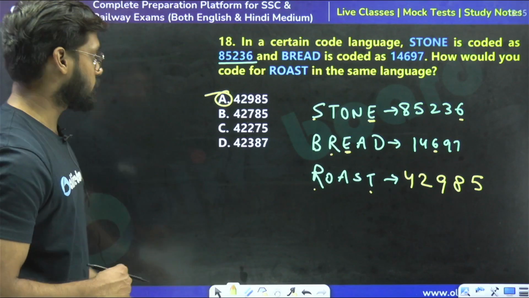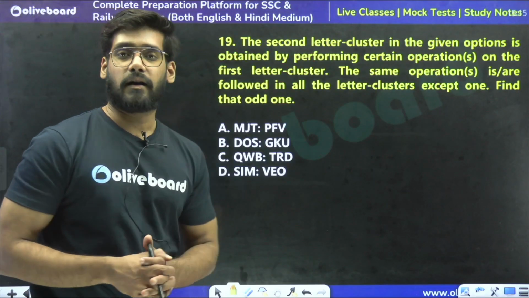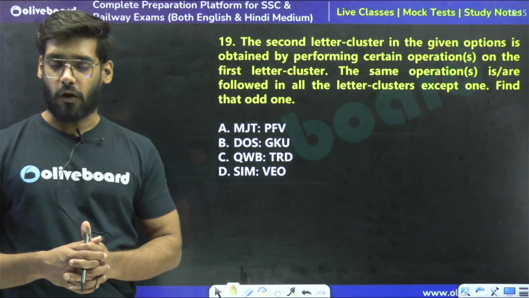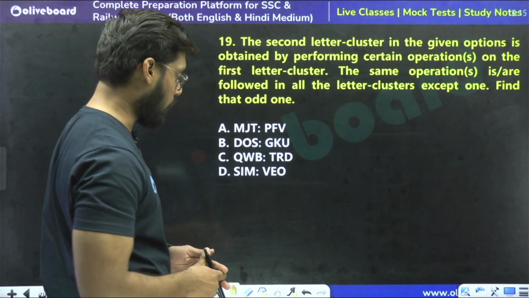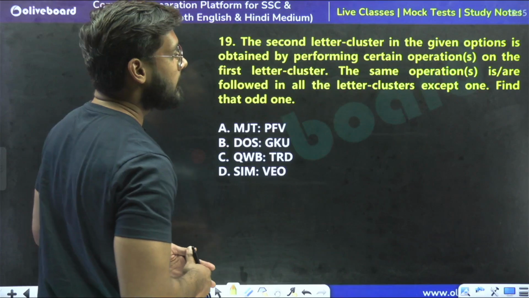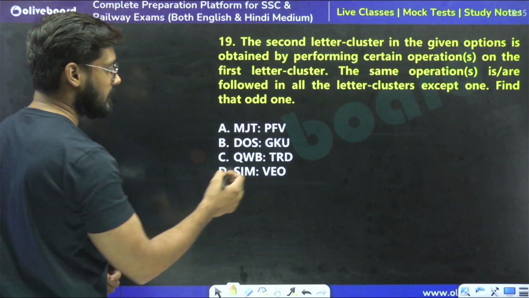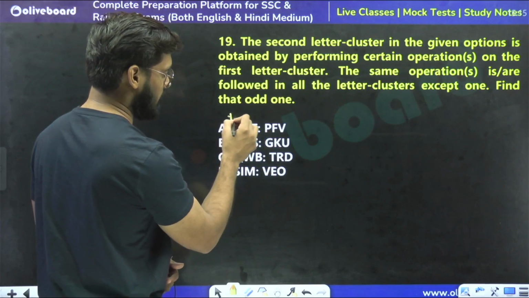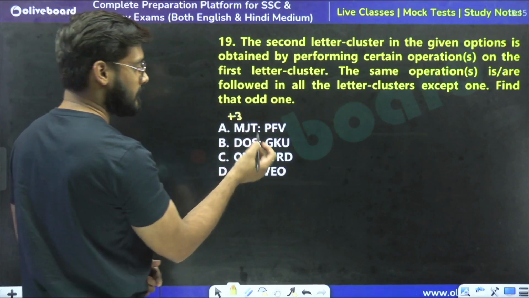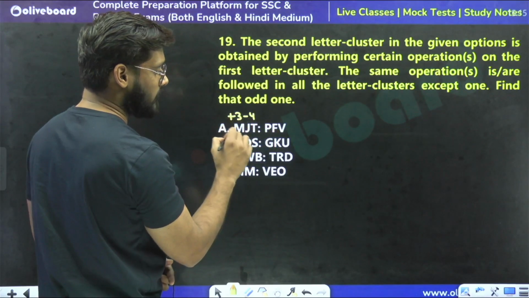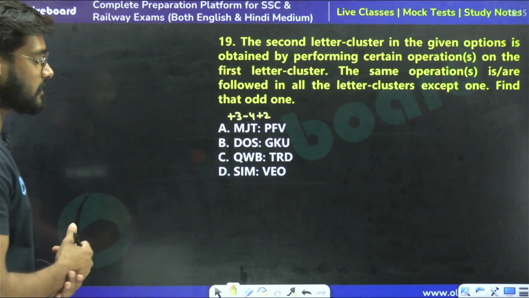Okay, next question. 19th is from the classification. We are given 4 options from which we need to find the odd one out. Okay, let's see. We are given MJT and PFV. How can we connect them? M 13 to P 16, plus 3 has been done. J comes at 10 and F comes at 6, minus 4, and T comes at 20 and V at 22, plus 2. So 3, 4, 2 has been followed: plus 3, minus 4, plus 2.